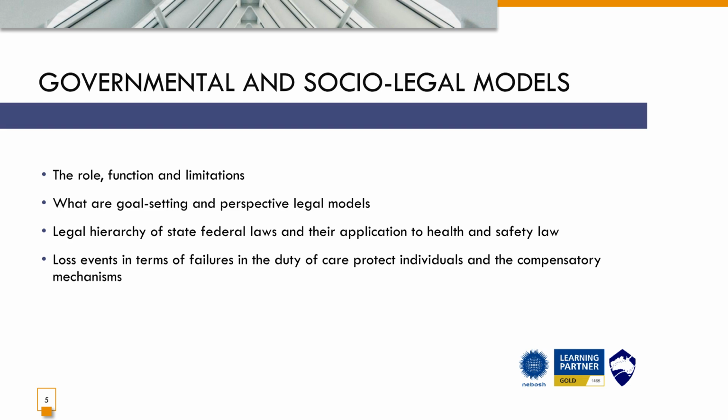Here's our roadmap for this part. We cover 4 connected areas. First, the role, function, and limitations of legislation, what law can achieve, and where it falls short. Second, we define and compare goal-setting and prescriptive legal models. Third, we explore legal hierarchy, especially how state and federal layers of law can exist side by side in some countries. Finally, we connect law to real outcomes, how failures in duty of care led to loss events, and how societies respond through compensatory mechanisms such as compensation systems, reforms, and liability models.